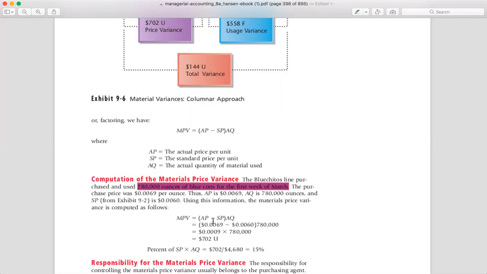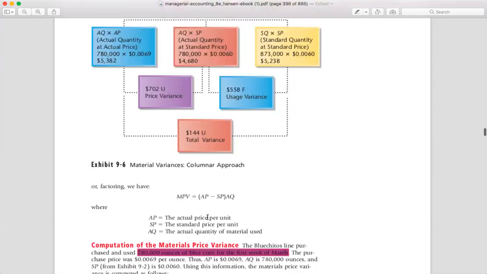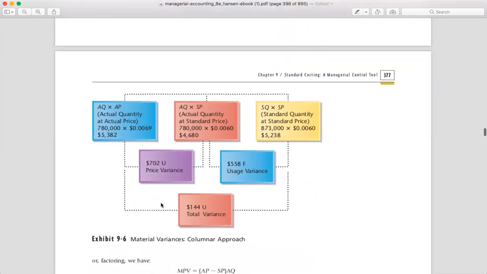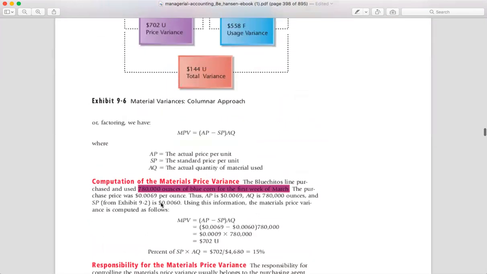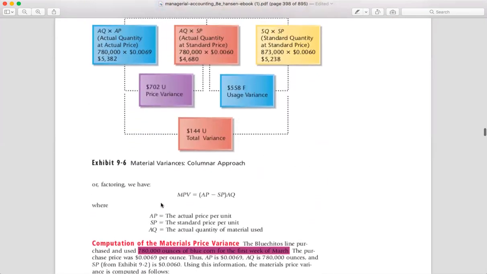So what can we see here? They set the standard at this amount, but the actual one is 0.0069. So it's unfavorable, right? Because the actual is higher than the standard. So they got an unfavorable 702.